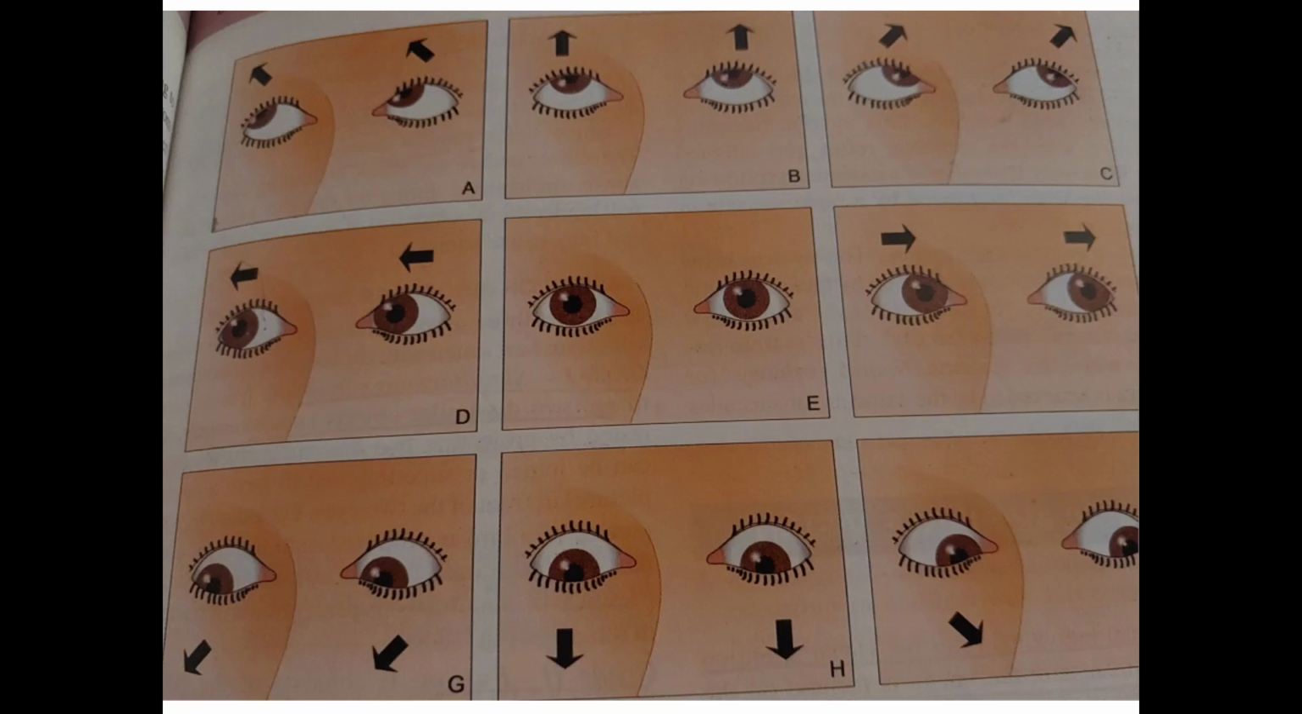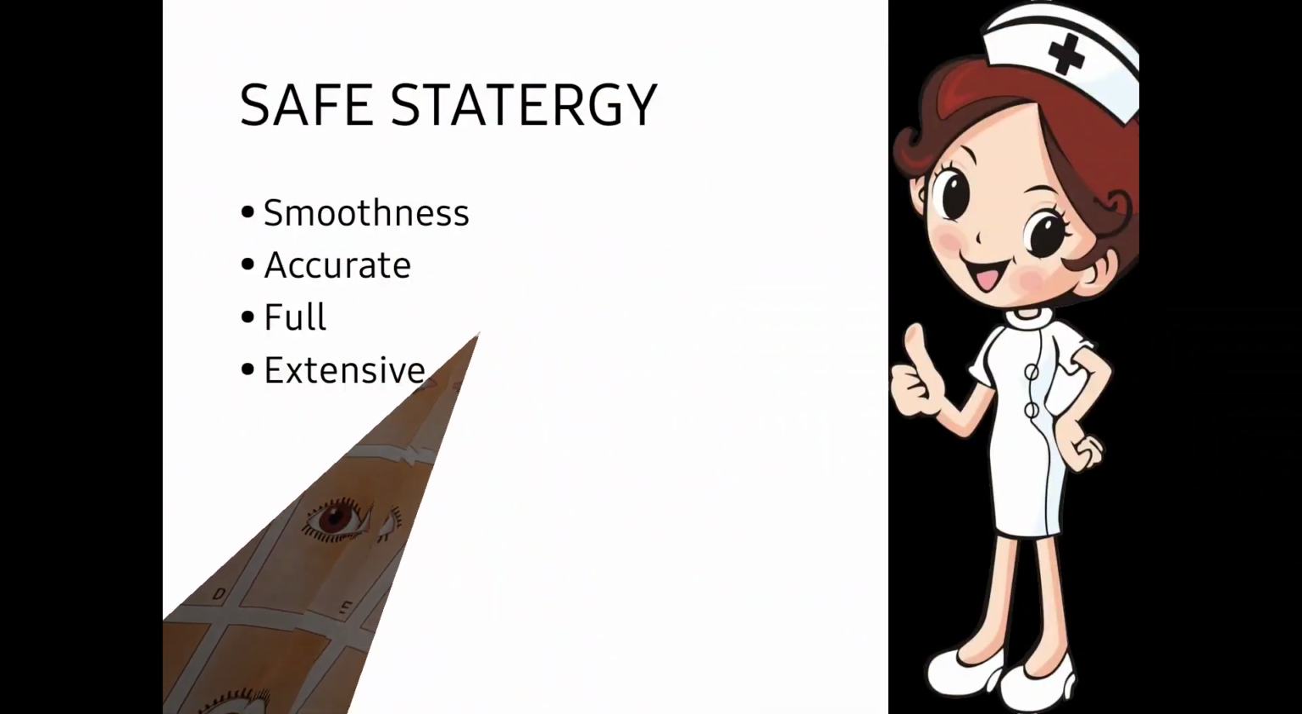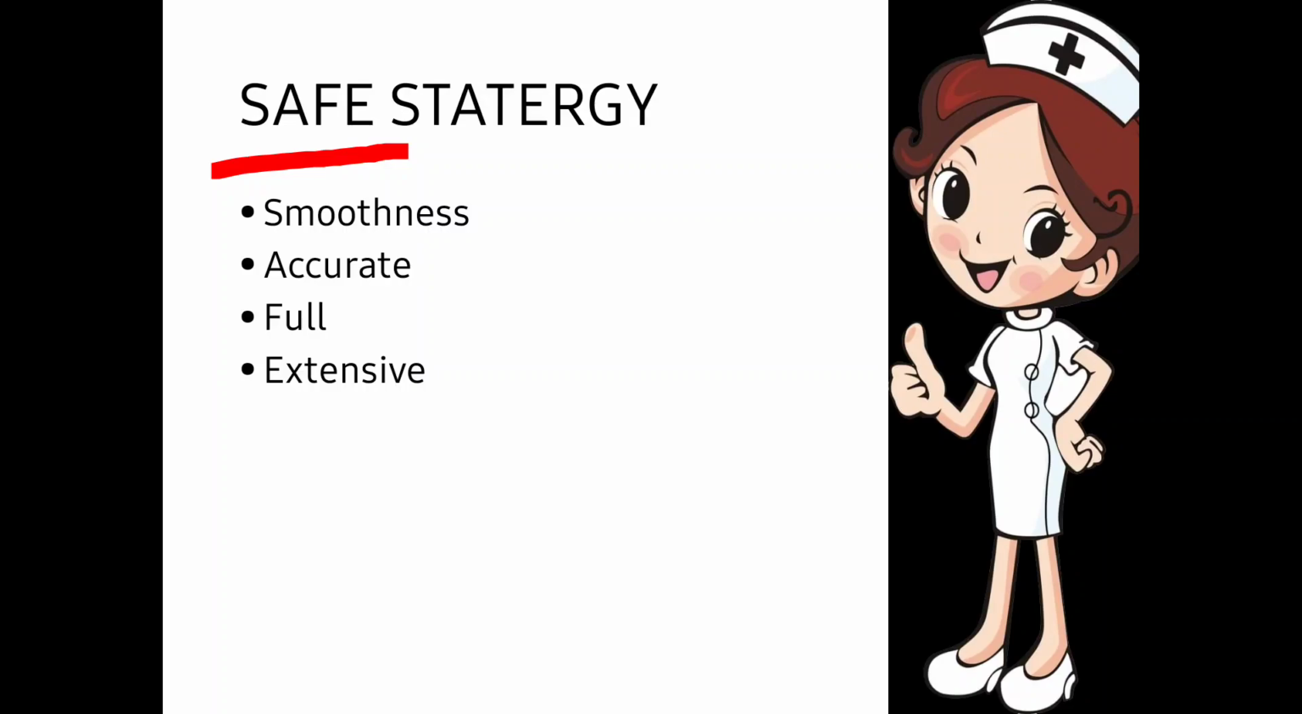Next, these eye movements will be the result in the case of a normal person. This one is the primary gaze. Then 2, 3, 4 in all the 9 directions. This result will be there. Okay, the SAFE strategy. So how will we remember it? By using a SAFE strategy.